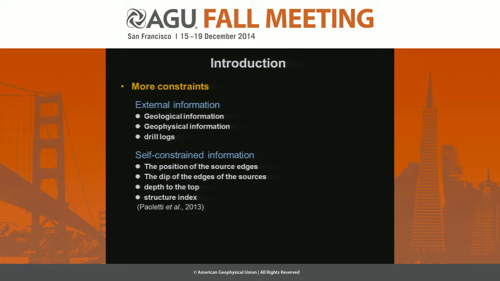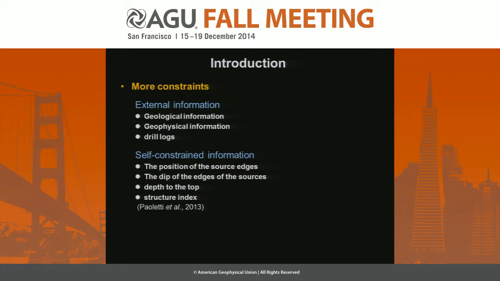Usually, the prior information is extracted from geological or geophysical information, well logs and so on. And this information is all from external sources. And if we don't have this information, how can we improve the quality of the inversion result?